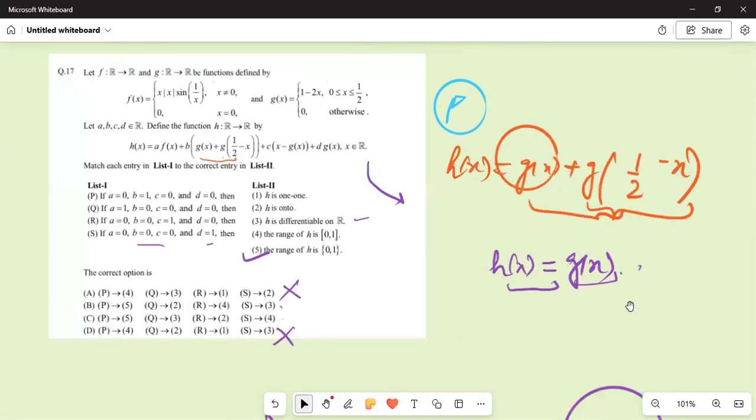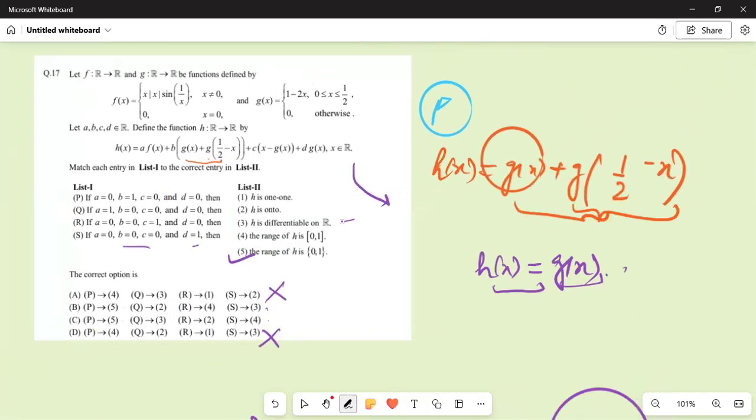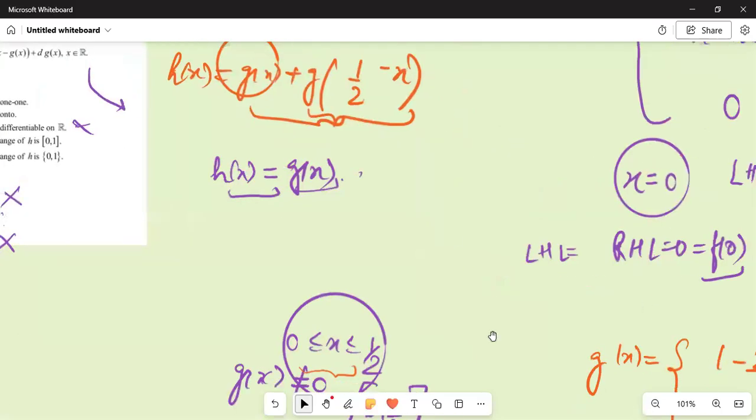So that means we know that this is not right, because H is not differentiable on R, because H is not even continuous at 0. So that means for S, fourth is the right answer. And we can easily see that using the graph only of G.